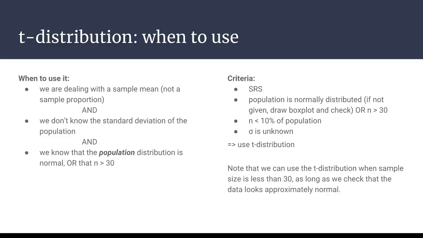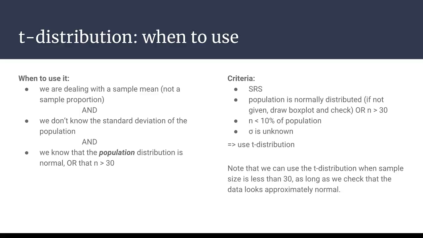They're going to give you like 10. And so if n is less than 30, then you're going to have to use a t-distribution. But we have to know that the population distribution is normal. And sometimes the question will not tell you that.